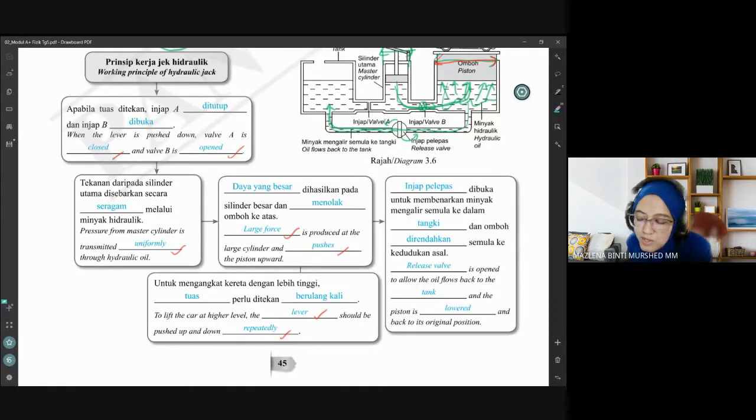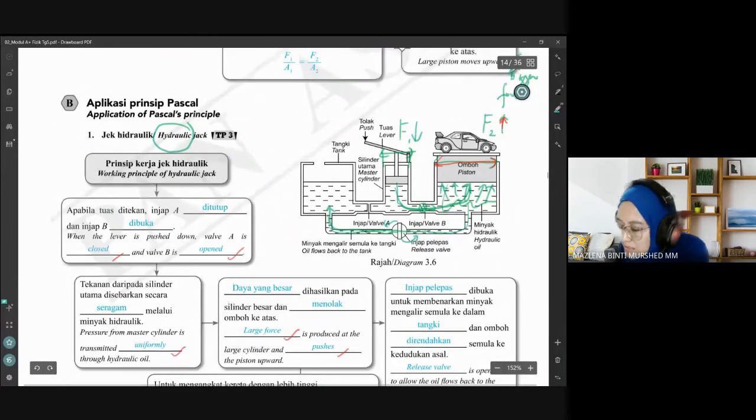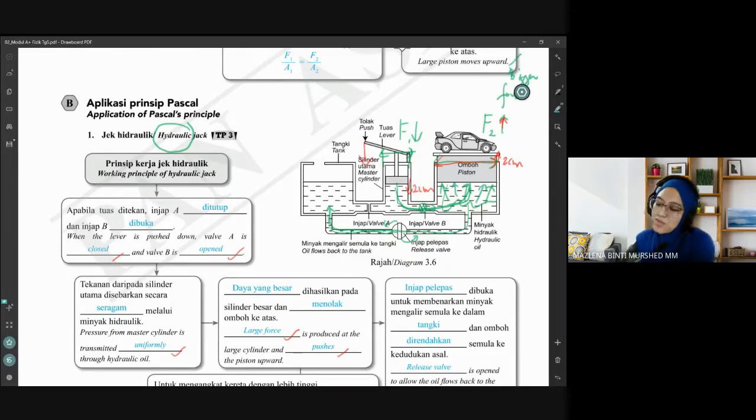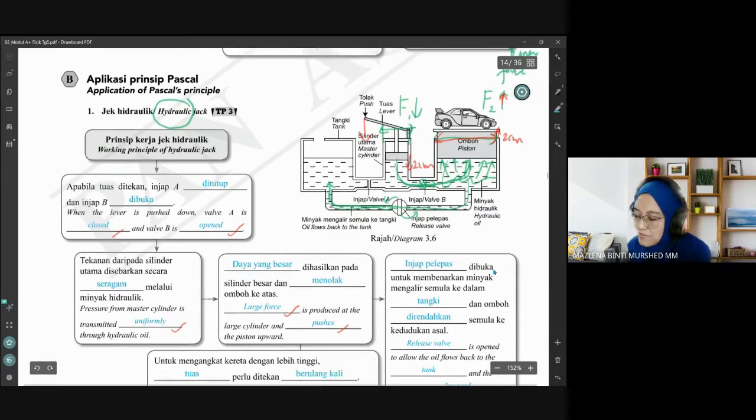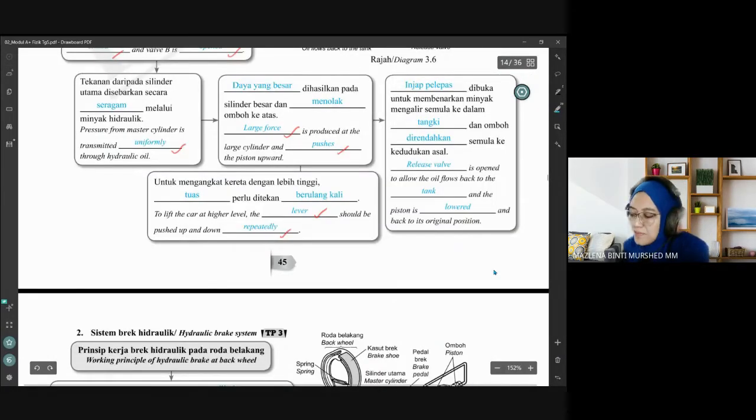Based on ratio. Kalau ratio tu katakan sekali tekan lever tu, the piston will move downward 2 cm. So dekat sini dia punya piston pun akan naik 2 cm jugalah, macam tu. 2 cm. So sebab pressure yang sama kan. Cuma yang membezakan adalah force dia. And then bila dah naik tu, kita nak release turunkan kereta.